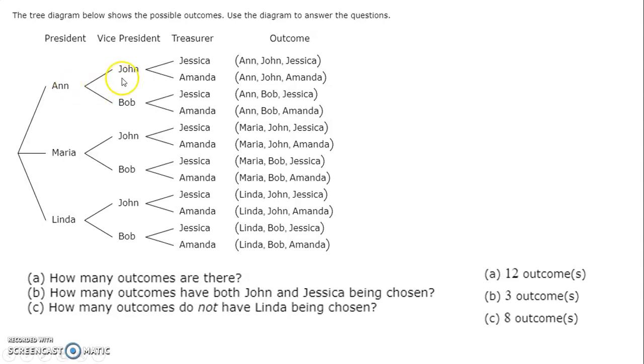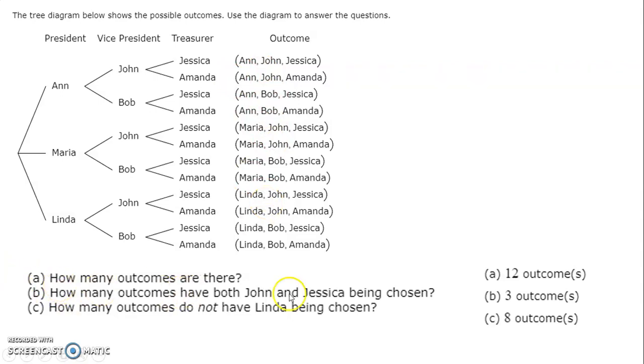So if you picked Anne, now you have 2 choices for vice president, John or Bob. And then let's just say you pick Anne and John. Now that you have those 2, you can pick from 2 treasurers, so Jessica or Amanda. If you picked Jessica, your combination there would be Anne, John, and Jessica. If you went any other combination, you could have these other 11 outcomes.